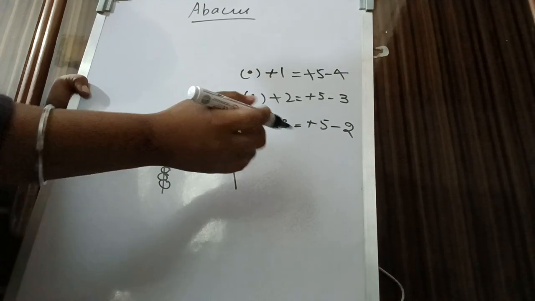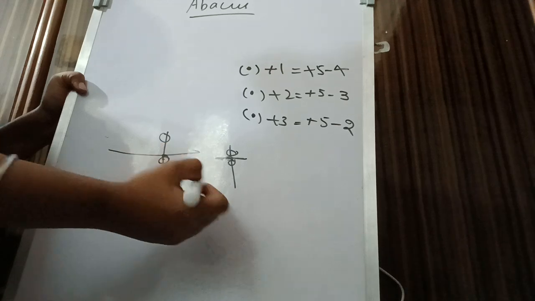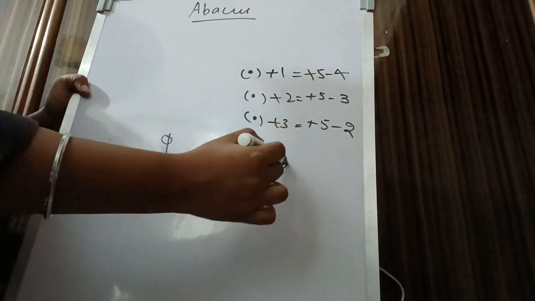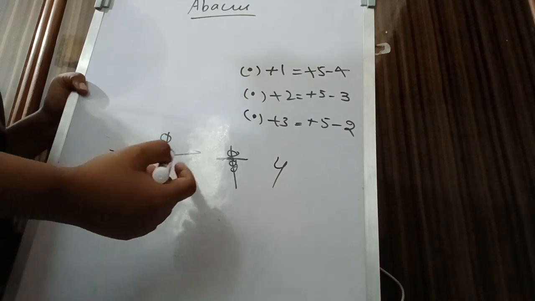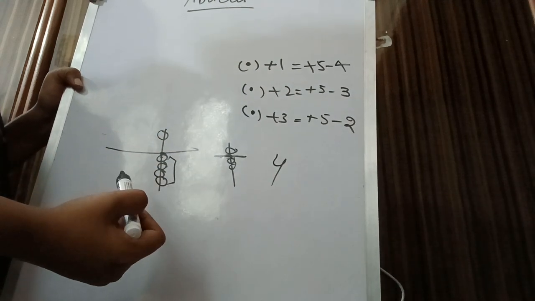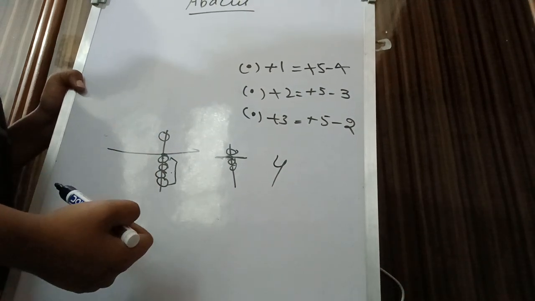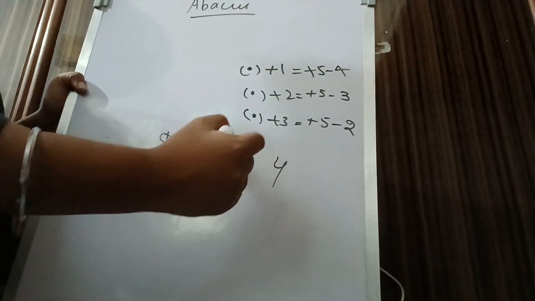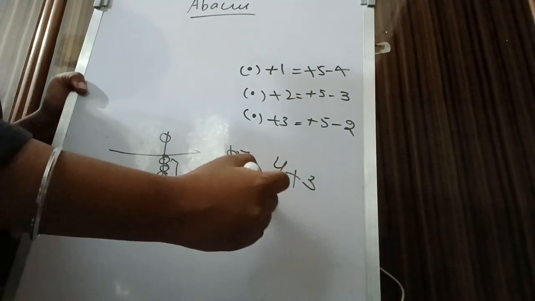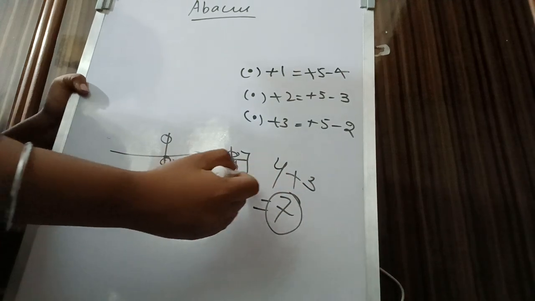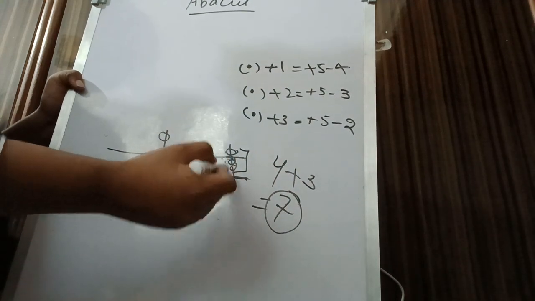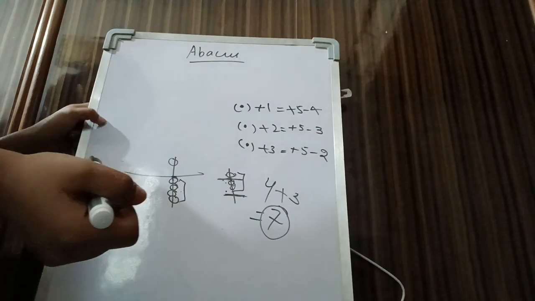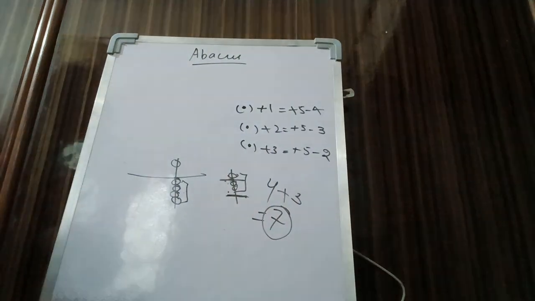Plus 5 minus 2. So when we do minus 2, it comes to 7, because we have added 4, right? And here are the 4. We need to add 3 more beads in here, because we need to add 3. So how can we do it? We did plus 3, and 4 plus 3 is 7. And we got the answer 7. 5 plus 2 is 7, right? Now the third complement is done.